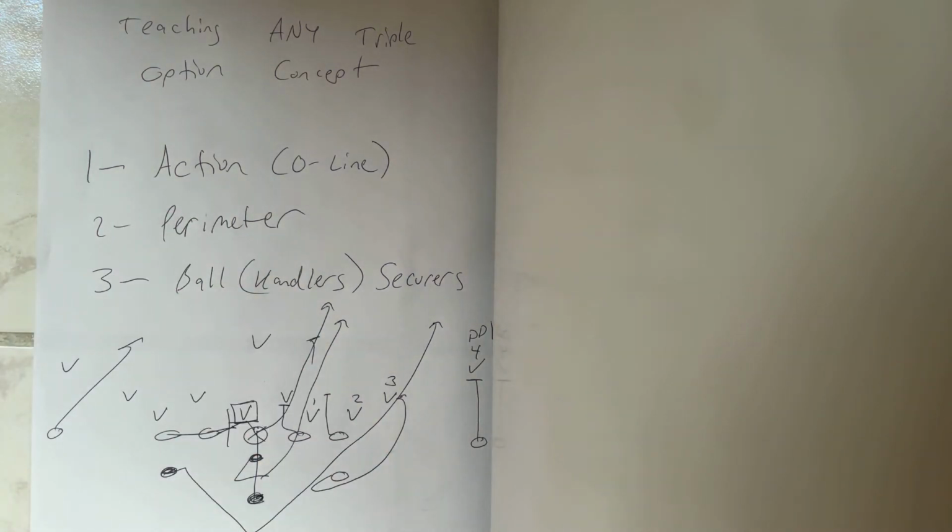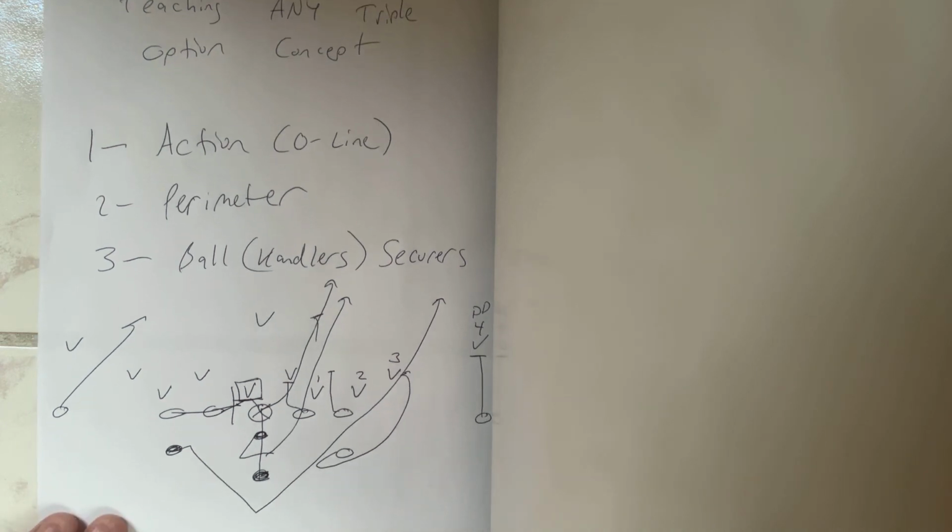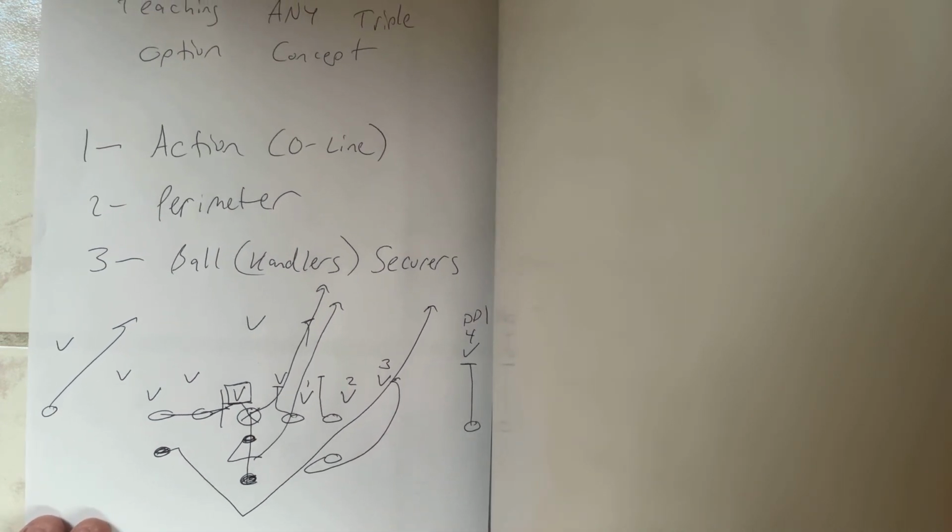The perimeter comes second, because then you got to establish who's blocking whom. Then you get to the ball secures, because they're the next priority.